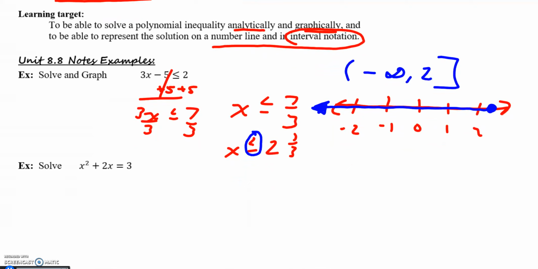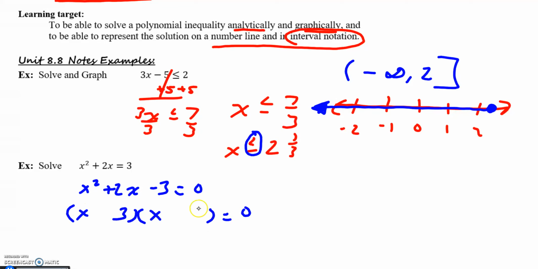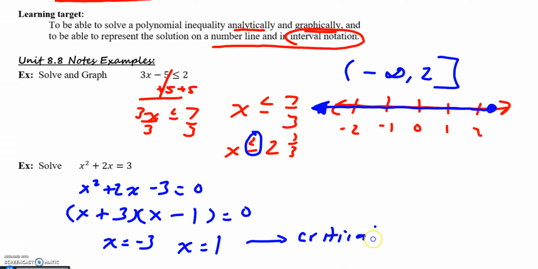If I wanted to solve this equation, x squared plus 2x equals 3, because it's x squared, I'm thinking I have to factor, so I'd have to move the 3 over. And based on our previous videos, we could factor this to be 3 and 1, plus and minus. So my zeros were x equals -3 and x equals 1. For this section, other than zeros, I would also like you to think of these numbers as something called critical numbers. So write that a little bit more neatly.